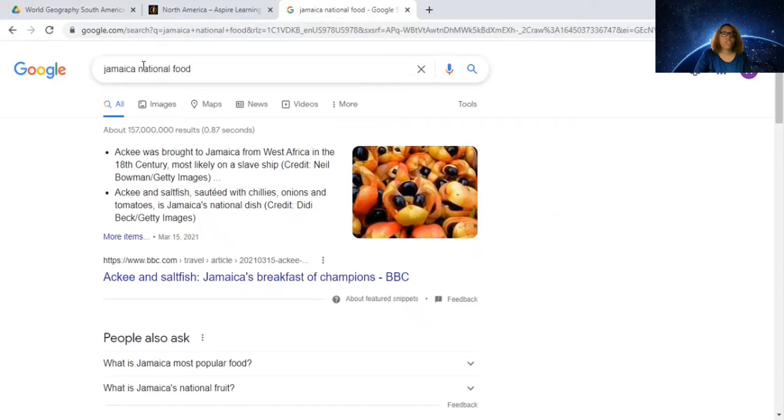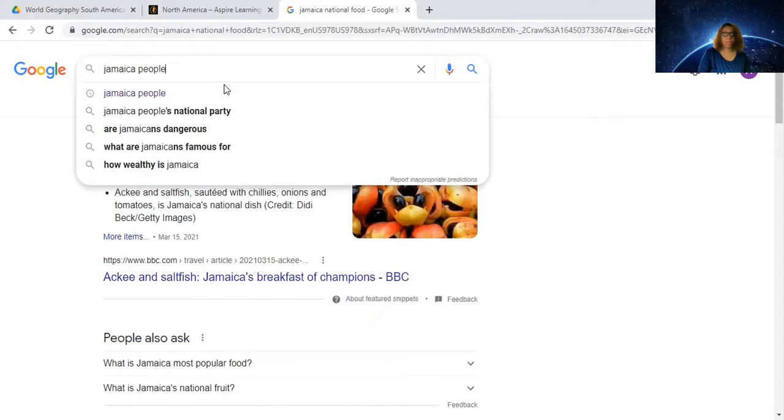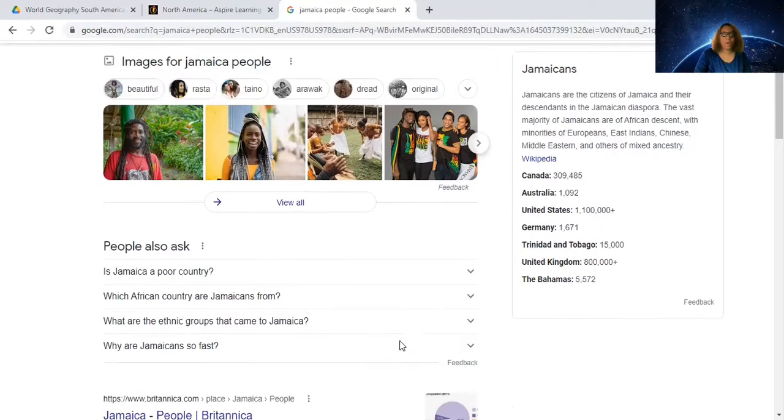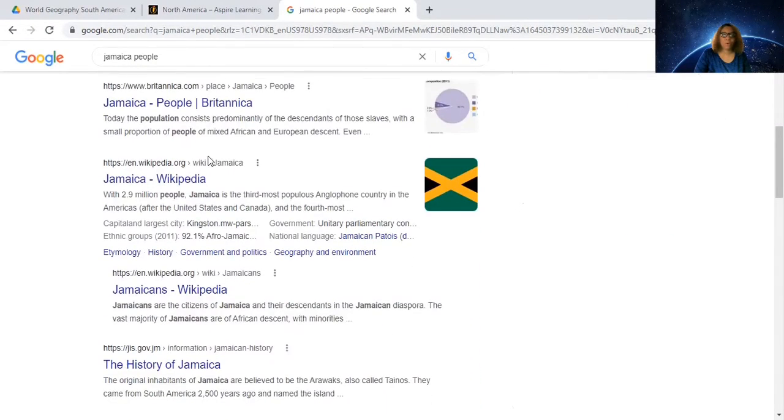Another thing you can do, if you just Google Jamaica people, is find out what people in Jamaica are called. Well, they're called Jamaicans, okay? What I used to do too is focus on where the people came from, like their descendants. This talks about the vast majority of Jamaicans being of African descent, with minorities of Europeans, East Indians, Chinese, Middle Eastern, and other people of mixed ancestry. This is just the general information up top, but you can scroll down and get more information to verify that.